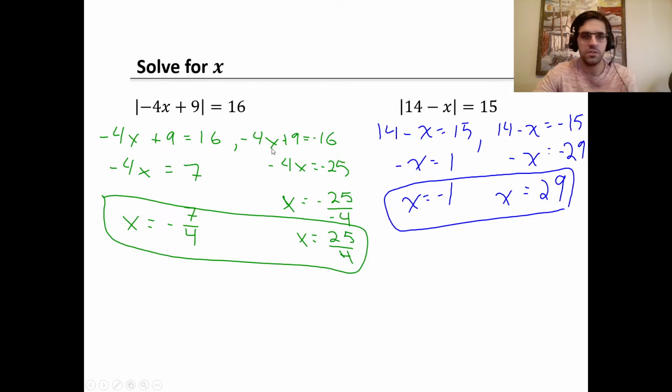Now that we have the two equations, we just do some simple algebra and solve for x in each equation. So x equals negative 7 over 4 and x equals 25 over 4 are the two possible answers for this first one. The second problem, same procedure, but different numbers and letters. 14 minus x is our expression inside the absolute value. We'll take that expression and write two equations out of it, one where it's equal to positive 15 and one where it's equal to negative 15. Some algebra helps us solve: x equals negative 1 and 29.